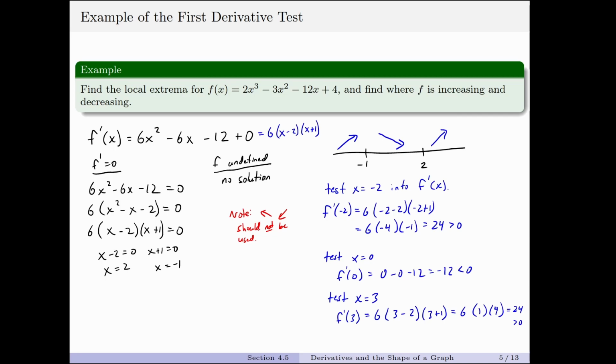All right, the final step is to say, at negative 1, what happens? And again, the visual here is really helpful. Since the graph is going up and then coming down, I have a max here.